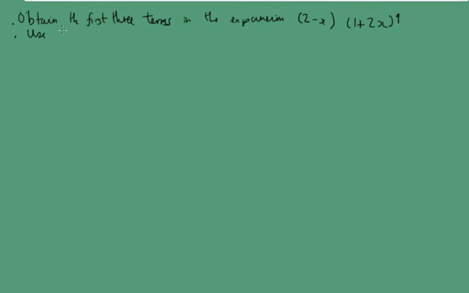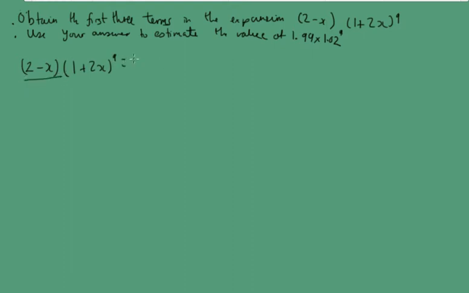Then use your answer to estimate the value of 1.99 times 1.02 to the power 9. So let's do the first bit first. We've got (2 minus x) times (1 plus 2x) to the power 9. What we're going to do is take this bit out and let it sit there, and deal with this bit on its own. And so let's expand this bit.